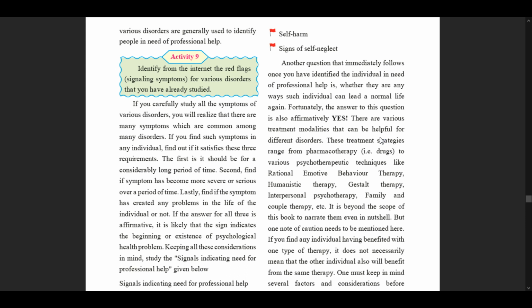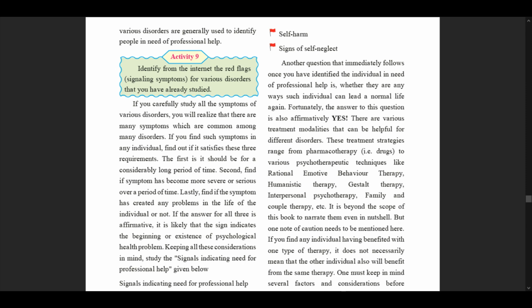So, retrospecting on these three pointers or requirements that are specified for disorders, this is how a disorder can be recognized, or for a layman be found in an individual. So if the answer for all three is affirmative, it is likely that the sign indicates the beginning or existence of a psychological health problem. Keeping all these considerations in mind, study the signals indicating need for professional help given below.